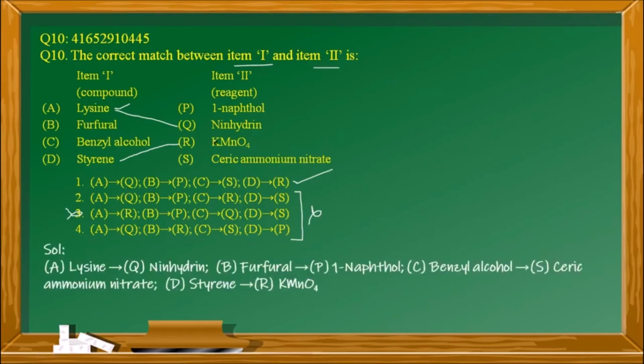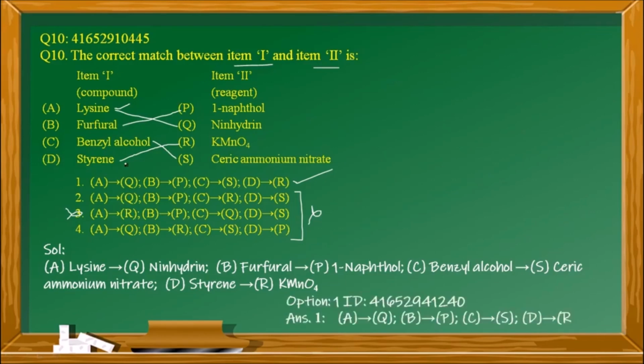So lysine is ninhydrin. Next, furfural is 1-naphthol, that means B is P. C is S. What is C? Benzyl alcohol is ceric ammonium nitrate. That is how you can choose the correct option: AQ, BP, CS and DR. This is how lysine is ninhydrin, furfural is 1-naphthol, benzyl alcohol is ceric ammonium nitrate, that is CAN, and styrene is KMnO4. So option number 1 is the correct option friends.